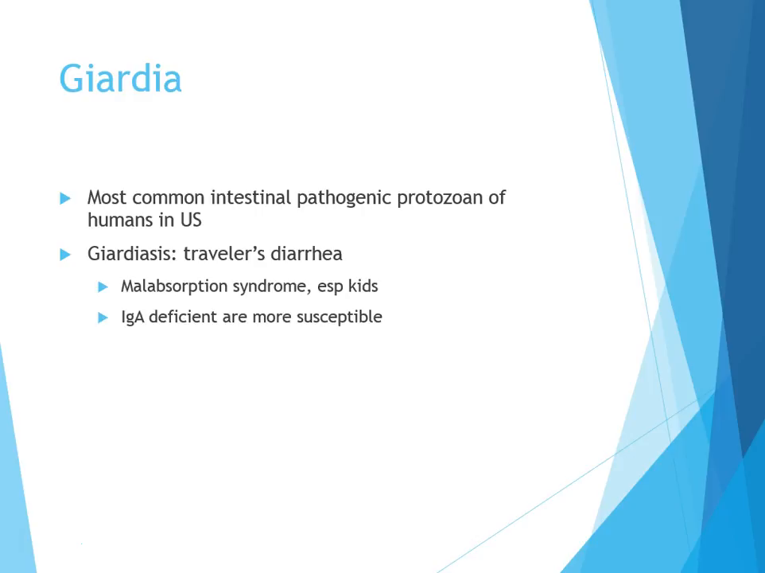Giardiasis is also known to cause a traveler's diarrhea. It can cause a malabsorption syndrome, especially in kids. It damages the intestinal mucosa, and the patient cannot absorb nutrients like it's supposed to. IgA deficient patients are more susceptible to getting this, and you need to know that. Flagyl is a treatment option for Giardia.